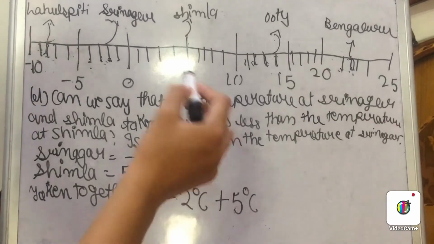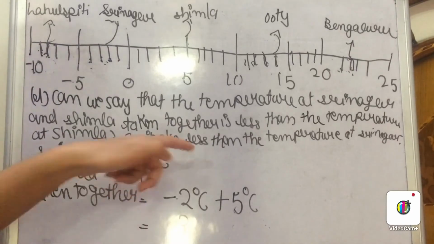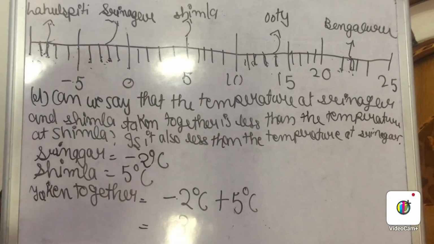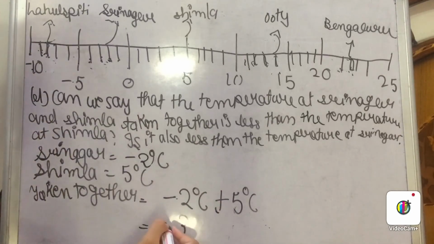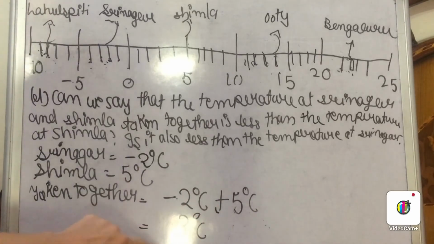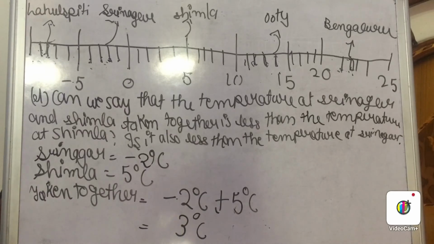I told you plus minus gives minus. So 5 minus 2 equals 3. And which one is bigger, 2 or 5? 5 is bigger, so the sign in front of 5 is plus. So it will be plus 3 degrees Celsius. There is no need to put the plus sign to make a positive integer. If there is no sign given, it is also positive. So our answer is 3 degrees Celsius. Now we have to compare this with the individual temperatures. The temperature taken together is 3 degrees Celsius.